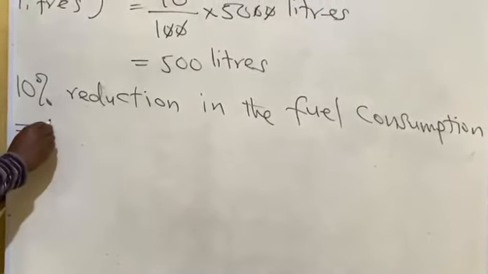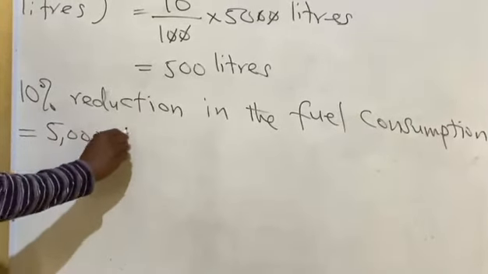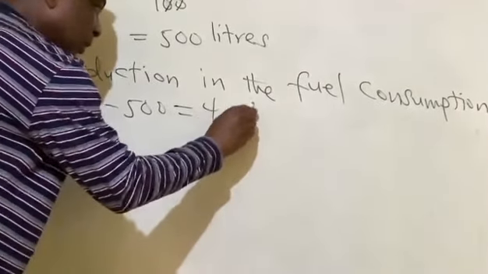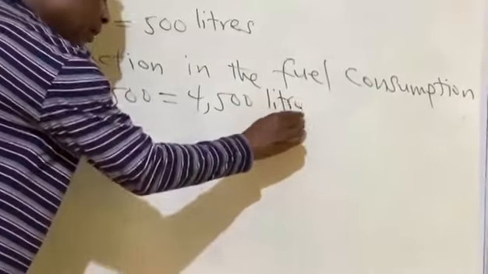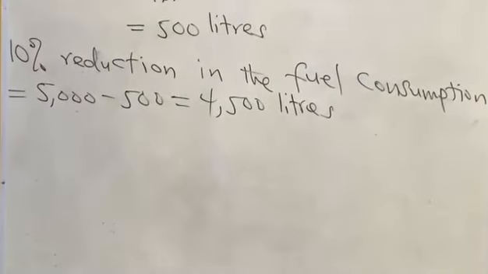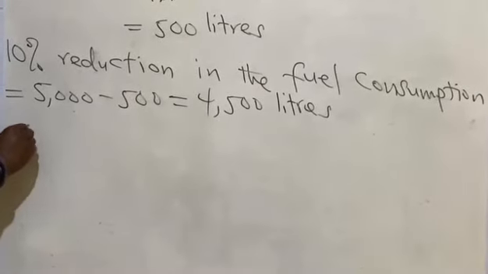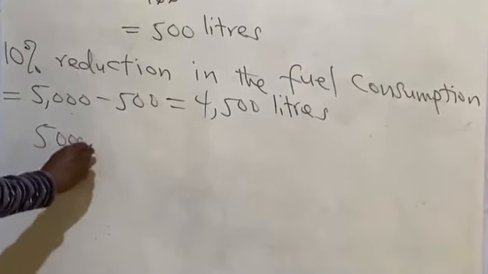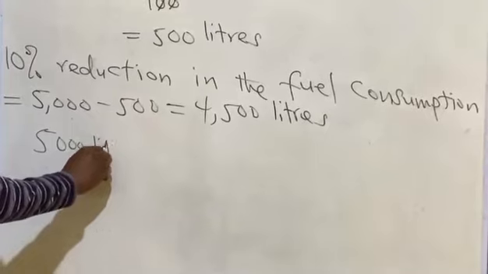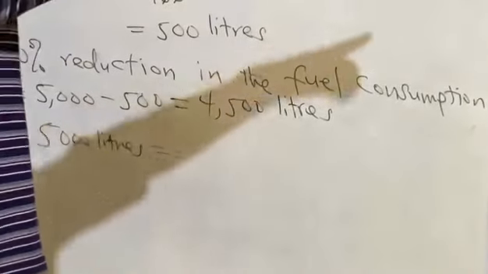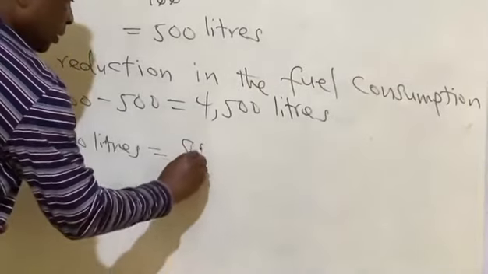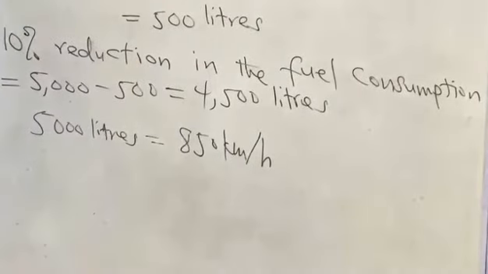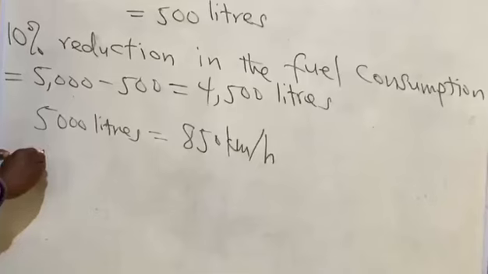10% reduction in the fuel consumption is equal to the 5,000 liters minus the 500 liters. So we have 5,000 minus 500, giving us 4,500 liters. So now we can compare 5,000 liters is equal to the speed of 850 kilometers per hour.